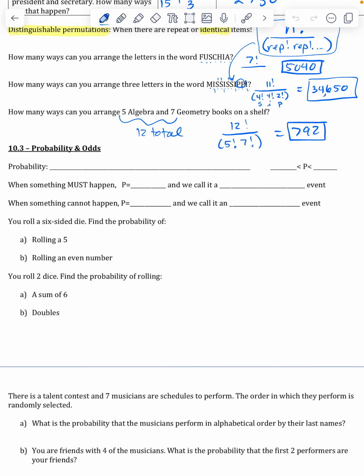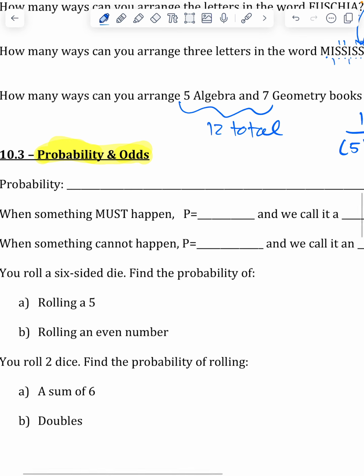Alrighty, friends, let's do 10-3, probability and odds, which I think a lot of people think are the same thing because we kind of use them interchangeably, but mathematically they're different. So let's figure it out. So probability, like you guys kind of get it.